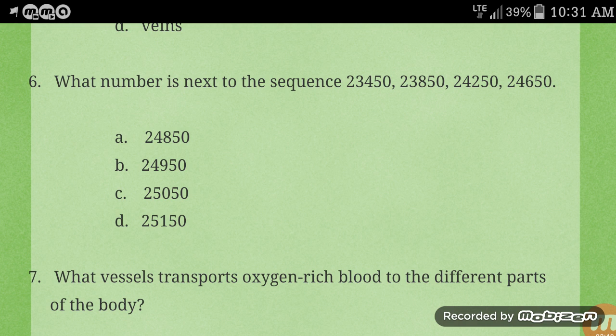Next one, what number is next in the sequence 23450, 23850, 24250, 24650, and the next would be, we just add 400 here. Add 400 to the preceding number, so that's the next number of the sequence, okay? So what would be the answer here? It's 25050, okay? Because 24,650 plus 400 is 25,050.